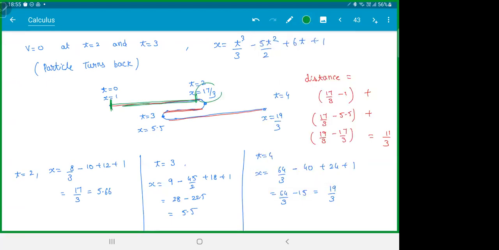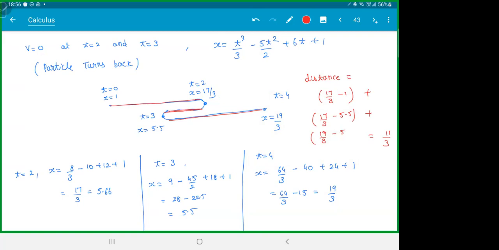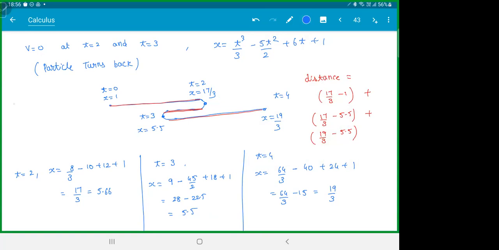See now, you have to add this length. How much is this? 17 by 3 minus 1. You have to add this piece. How much is this? 17 by 3 minus 5.5. Then this part, 19 by 3, I goofed up. It is 5.5. This was 5.5. That was 5.5. 14 by 3, and how much is this? 17 plus 19, 18, 18, 36 by 3. So that will be 12 minus 11 plus 1. Yeah, 17 by 3.